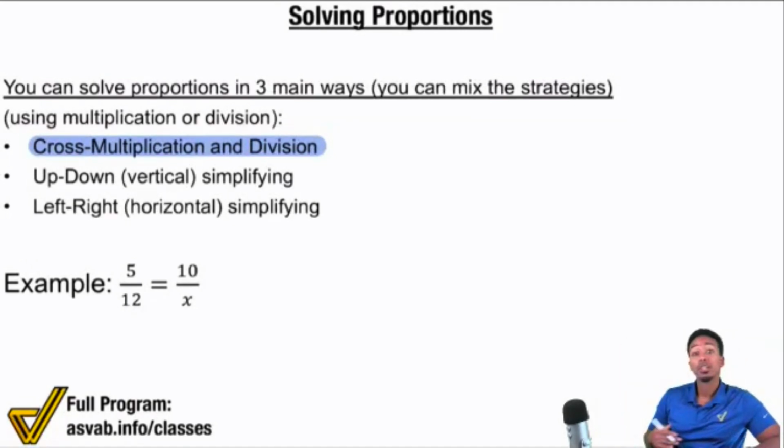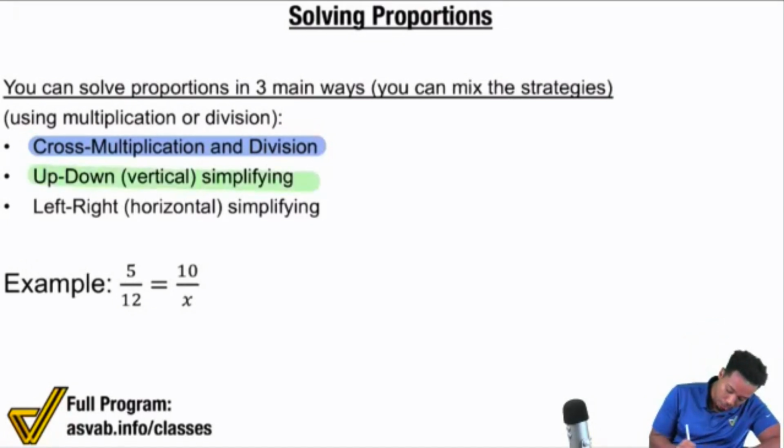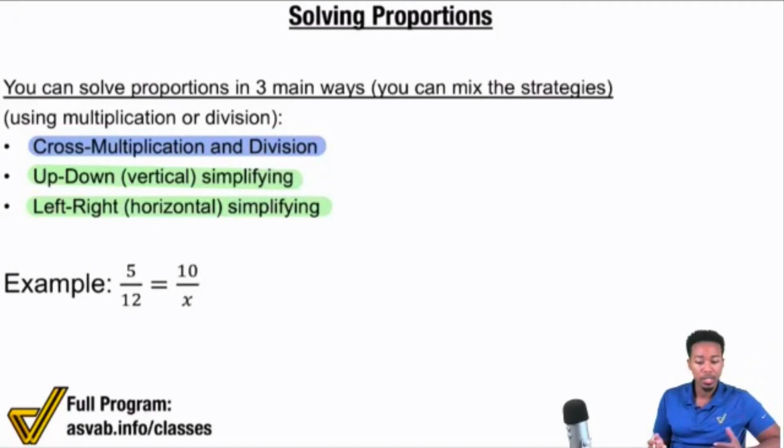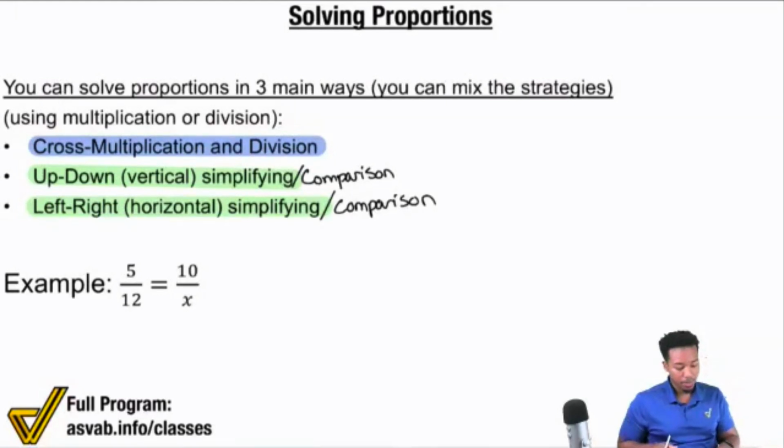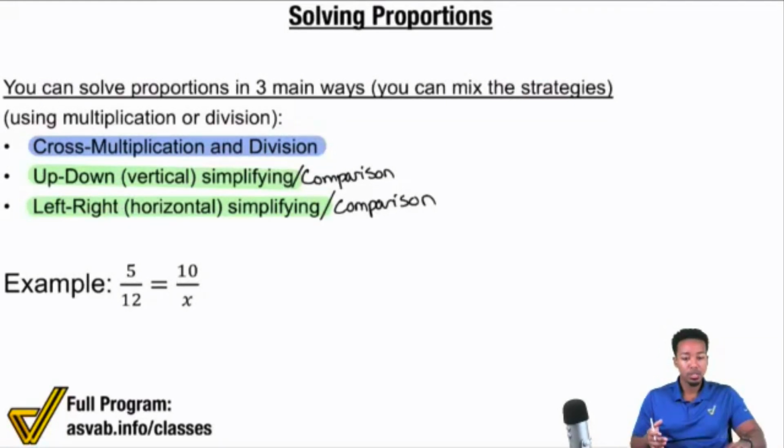But sometimes the numbers are convenient enough for you to use one of these alternate methods, using an up-down comparison or simplification, or doing left-right or horizontal simplification or comparison. I'm going to go ahead and write that down as a comparison as well here. Okay, so here's the thing, everybody. This is why this is so important. So let me show you the primary way of doing things with this problem that we see right there. And then I'm going to show you why it's so valuable to know these other techniques.